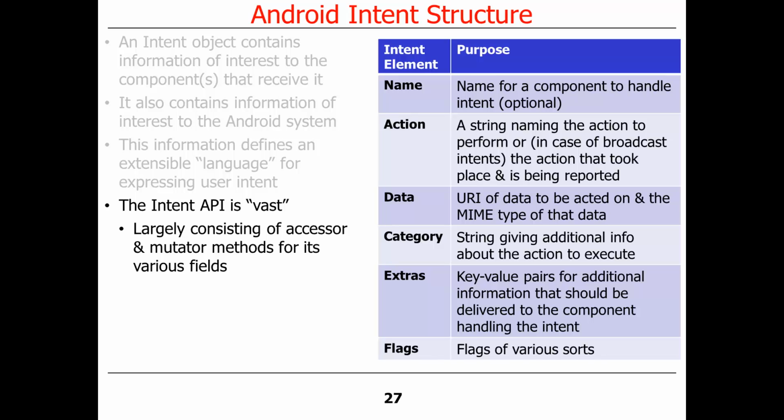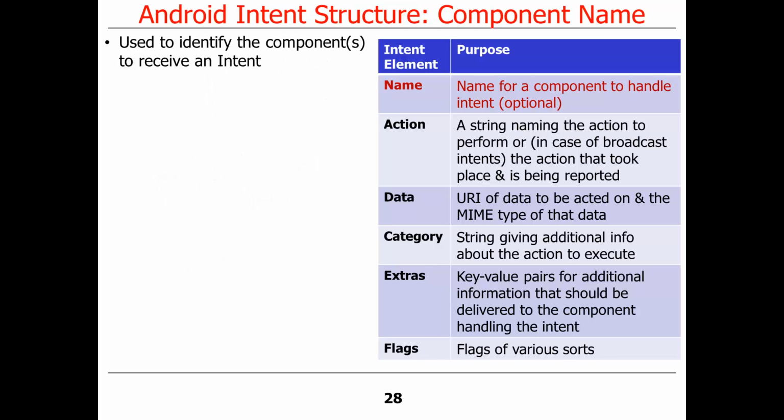It largely consists of accessor and mutator methods for its fields. So let's talk a little bit about these different things. Now, this is something interesting you can do with intents. One of the fields you can give to an intent, if you so choose, is the name of the component you want to run the stuff. That's not the most common way to do it, but it's a possible thing you can do. It's optional. The reason it's optional is because we don't want to say what to do.